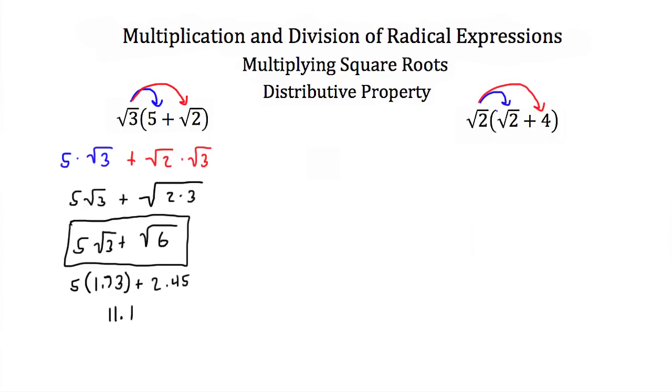If I do this, I end up with the square root of 2 times the square root of 2. And then we're going to add that to the square root of 2 times 4.